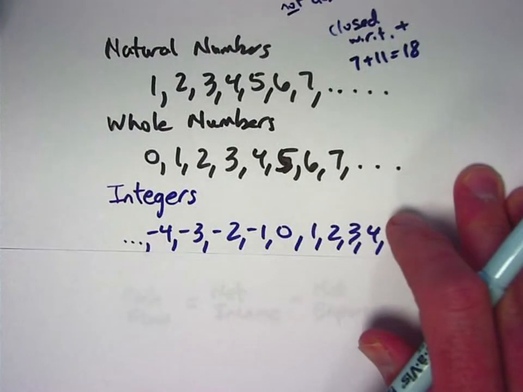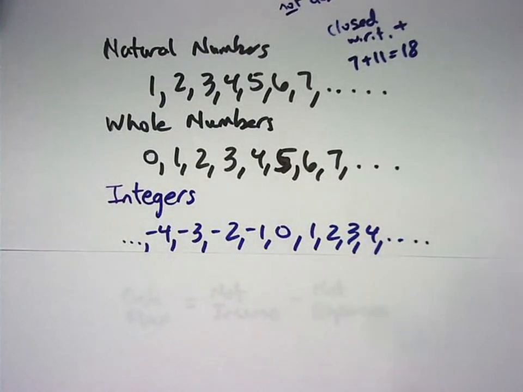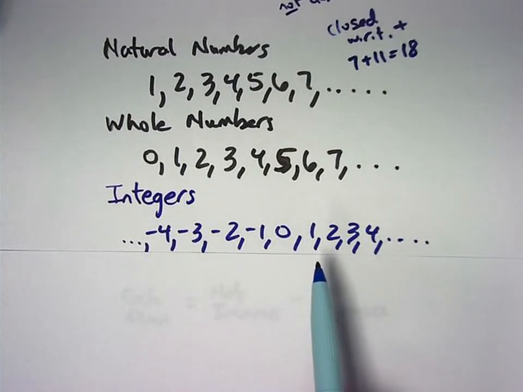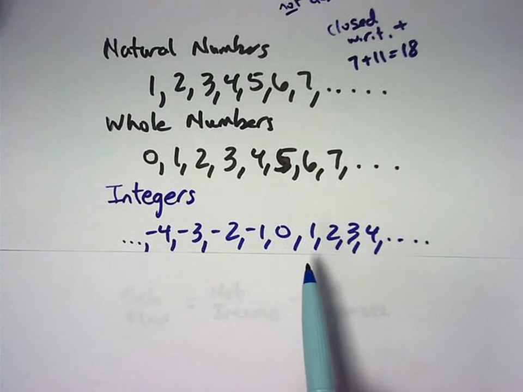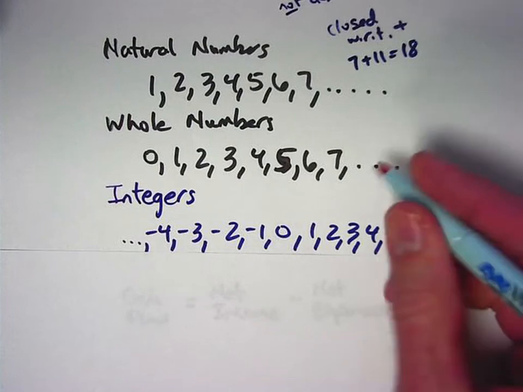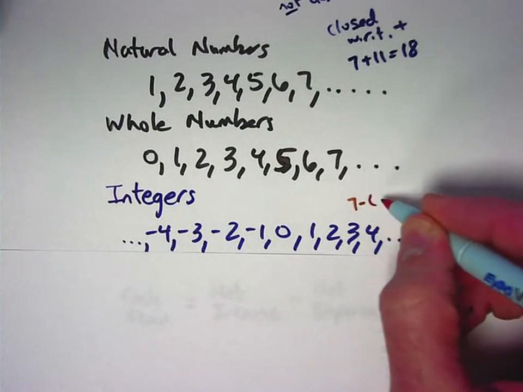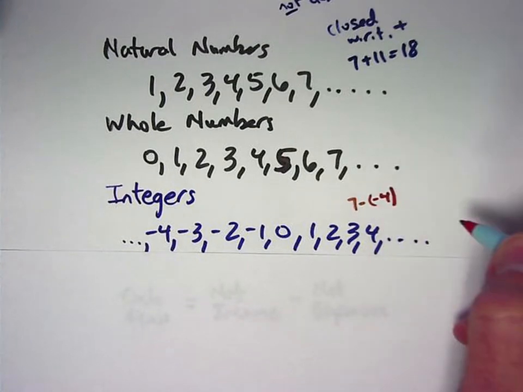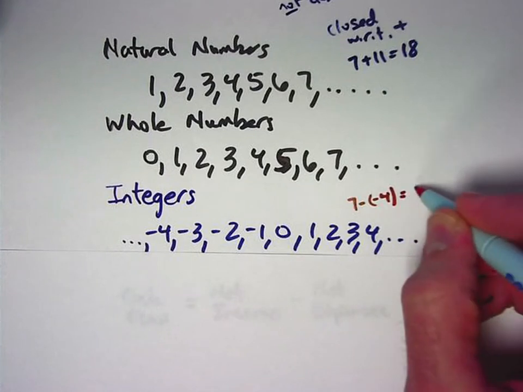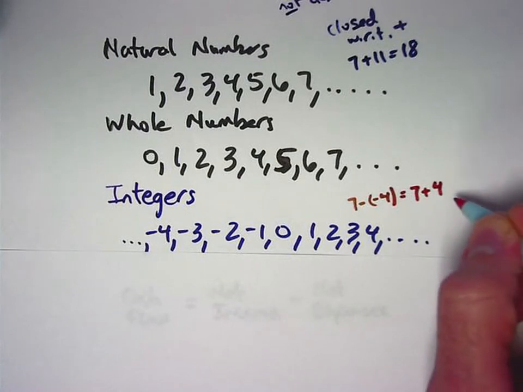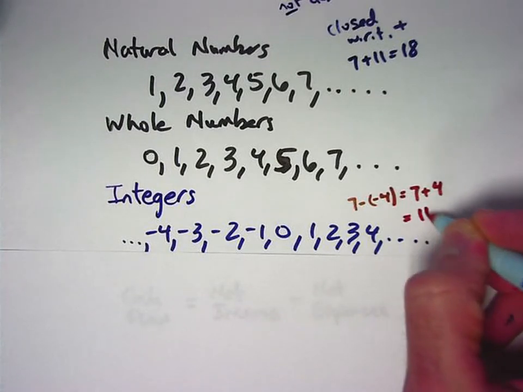The integers are different though. Again, the integers include the negative numbers, negative whole numbers you might say, going on forever in both directions. They are closed with respect to addition, just as the natural and whole numbers are, but they are also closed with respect to subtraction. You should remember that if you, for example, take 7 and subtract a negative number like negative 4, the rule is to add the corresponding positive number. 7 minus negative 4 is the same as 7 plus 4, which is 11.